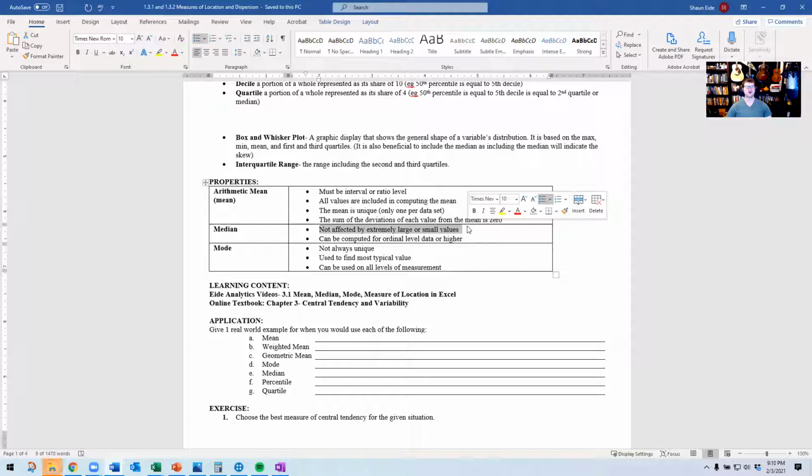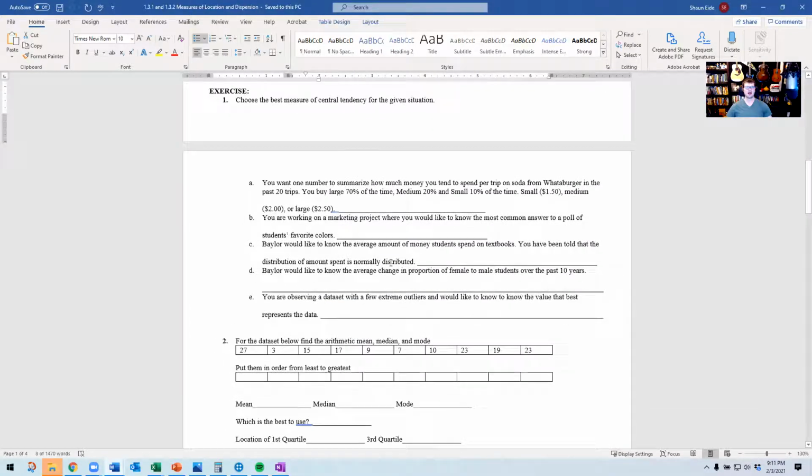And then the mode is really only there when you're like, hey, I really need to know what happens the most often. So the only time that you use the median is when you've got a bunch of extreme outliers, and then you use the mean pretty much almost all the time. And then you use the mode really only when you want to know what happens most often. So that kind of helps you with that down there.